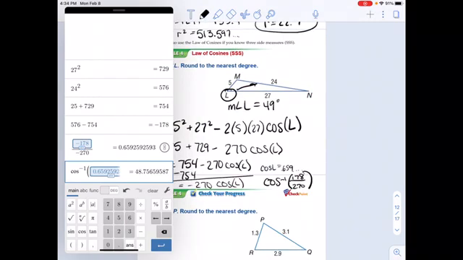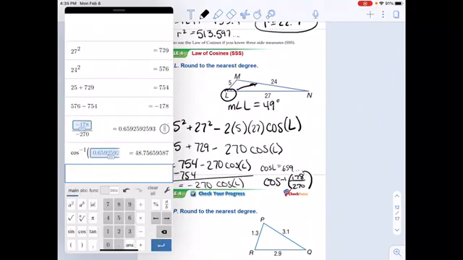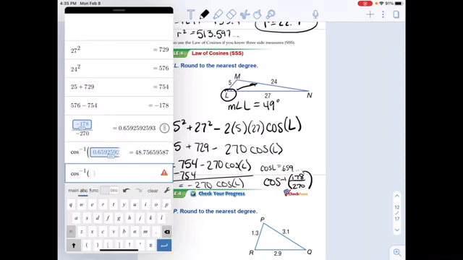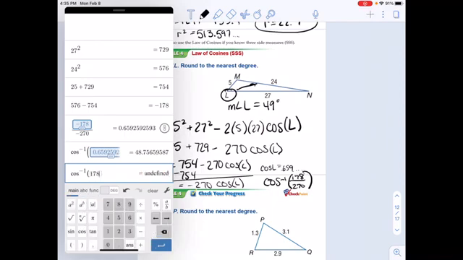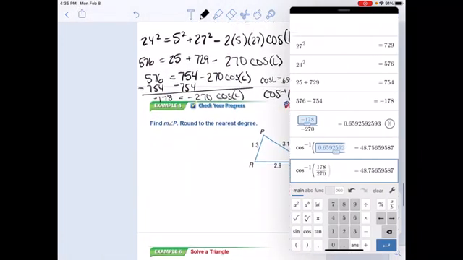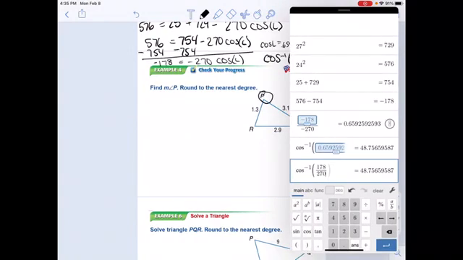There we go. Notice if I did inverse cosine of that fraction that I have versus the decimal that I found, it's going to get you the same thing. See? So either way you do it, you're good to go. Let us do another one like that. Round to the nearest degree. We are finding the measure of angle P.